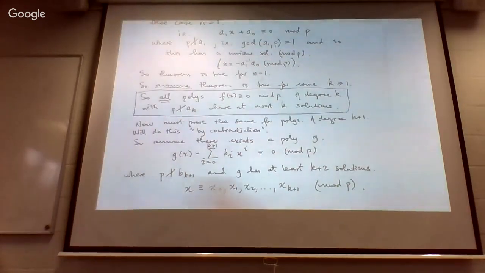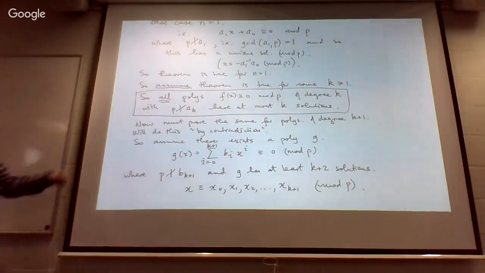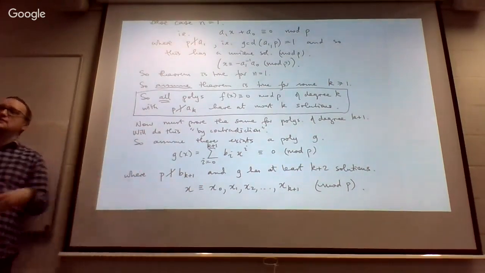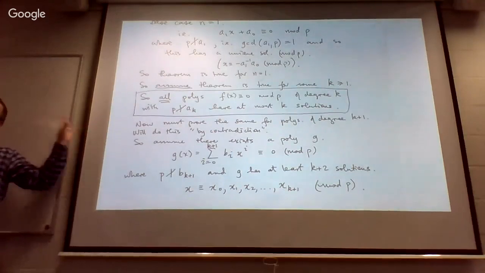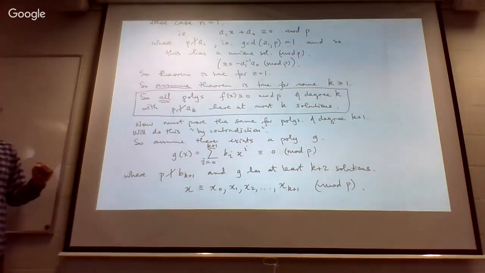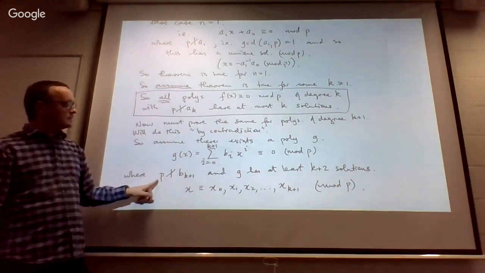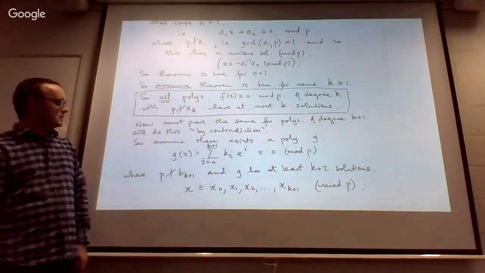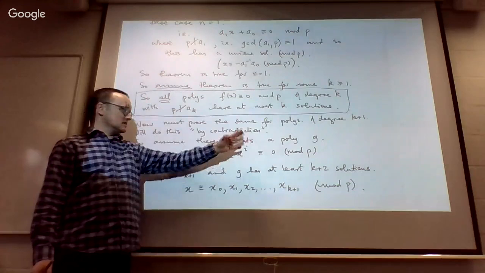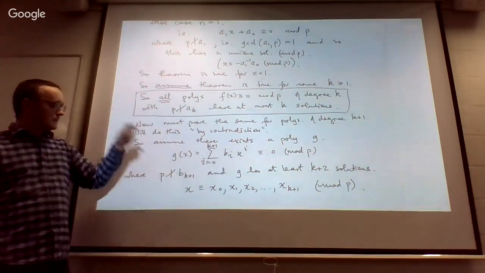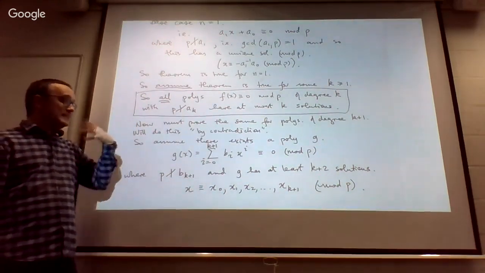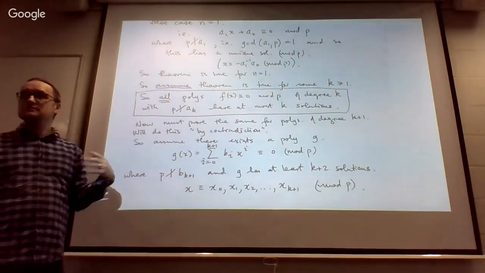Okay, so this is our bad polynomial. We're trying to prove that no such things exist. I'm going to do it by contradiction. We assume a bad polynomial exists, of degree k plus 1, genuinely of degree k plus 1. The leading coefficient is not 0 mod p. And it has at least k plus 2 solutions.